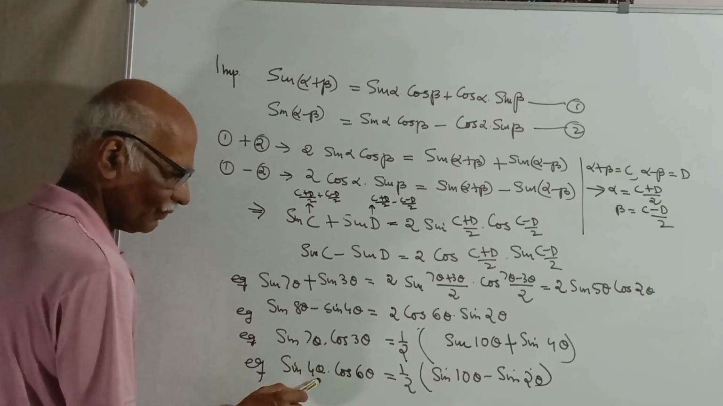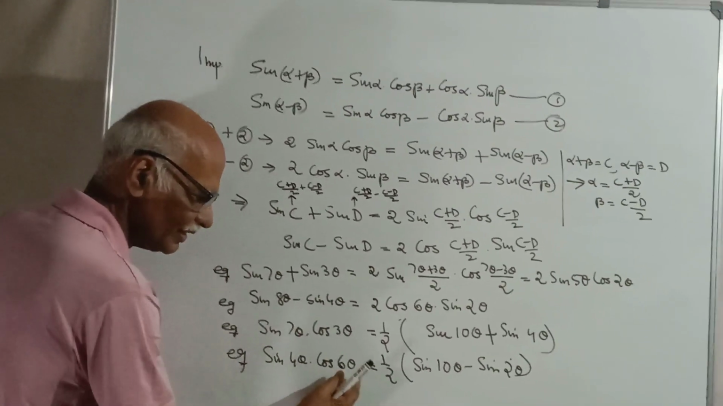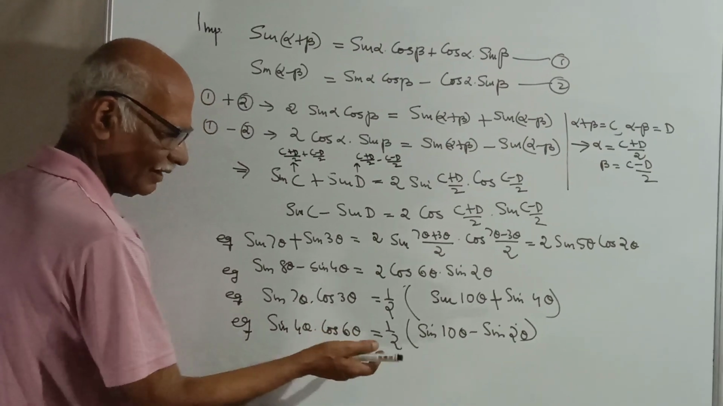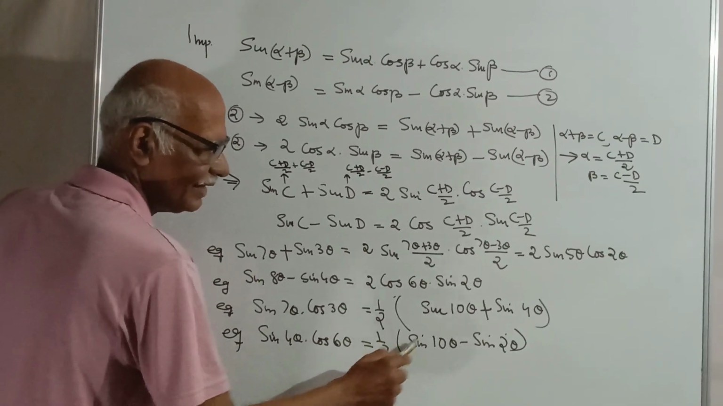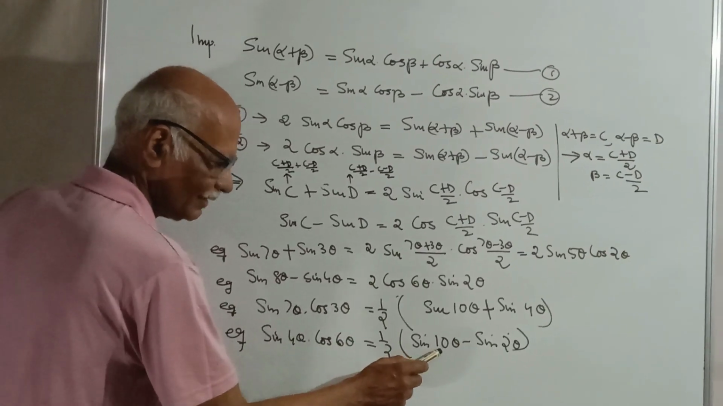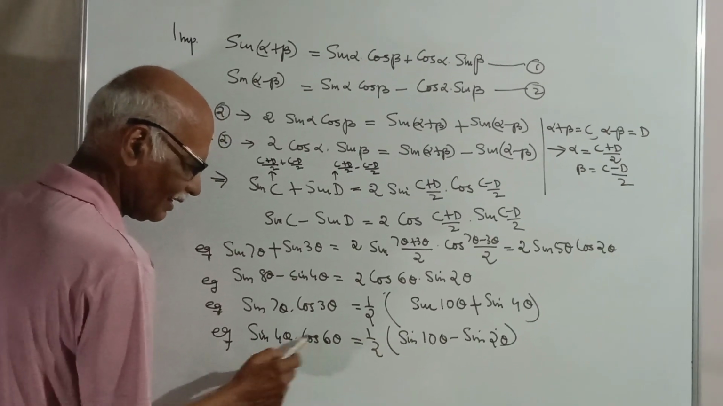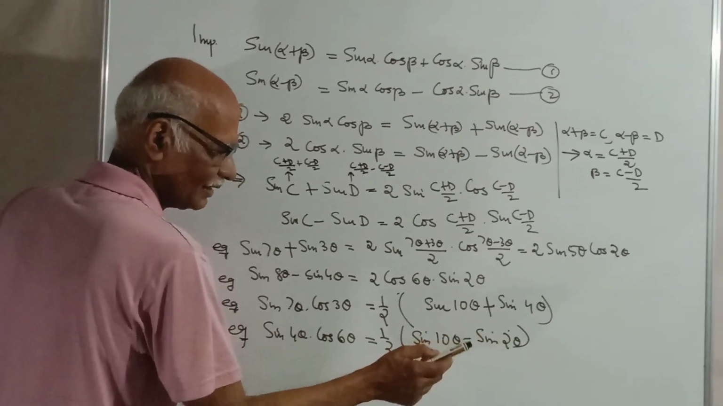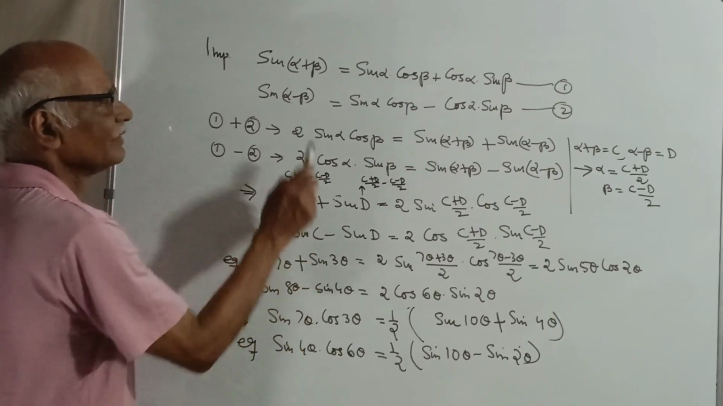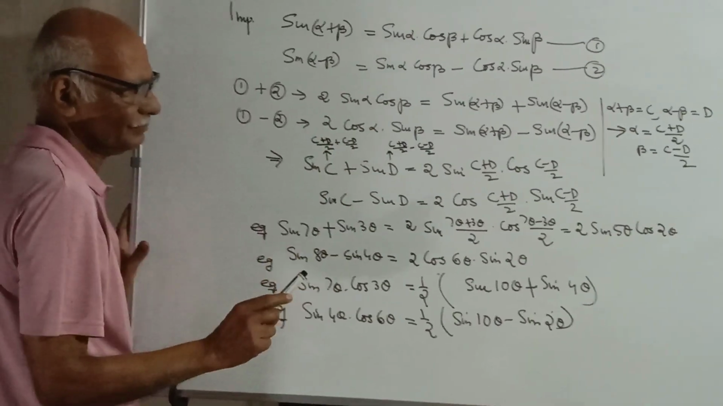In the case of sin 4 theta cos 6 theta, you see this is bigger, cos is bigger. So actually it is cos sin. So it is half of sin minus sin. And you add the two, 10 theta. 6 theta minus 4 theta is 2 theta. That gives you the second result. So actually, this is the formula we are using.